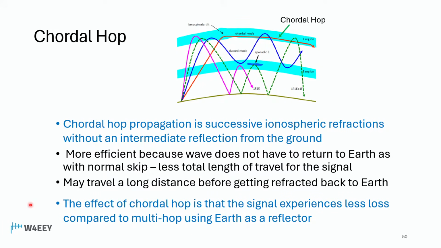The effect of chordal hop is that signal experiences less loss compared to the multi-hop using Earth as a reflector. So this is kind of saying something similar in two different ways, but there's two different pool questions there, so I wanted you to see them both.